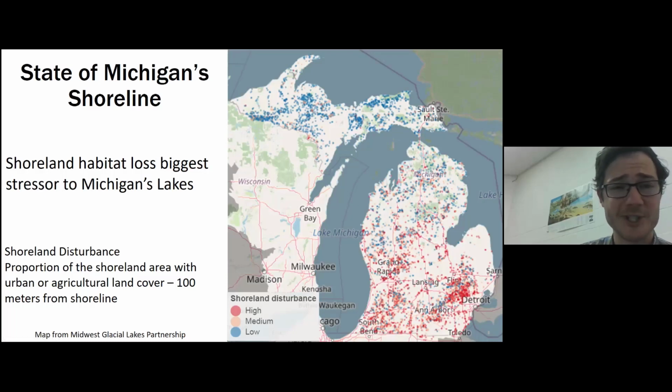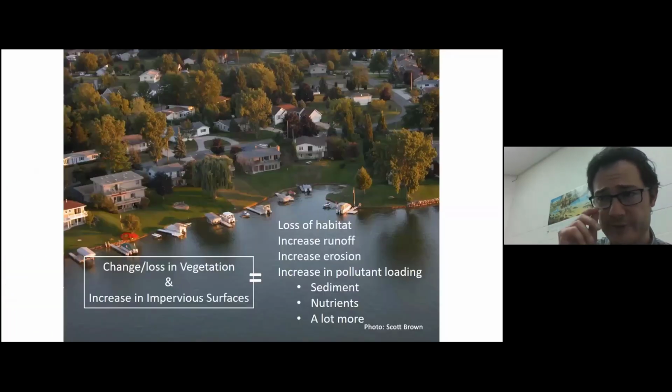We're just losing a lot of the trees. We're hardening the shorelines. We're losing all of our native vegetation, and that causes issues. This change is the loss in vegetation and the increase in impervious surfaces.